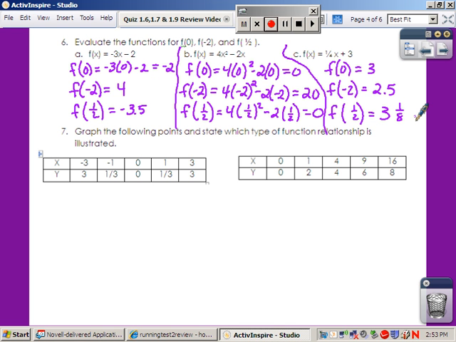Okay, for number 7, it's asking you to graph the following points and state which kind of function relationship is illustrated. Just to save some time here, I'm not going to graph all of these points. I'm going to trust that you guys can graph the points. But if you did graph it, it should look something like this. You should recognize this shape as a parabola, and then you would call this one a quadratic function.